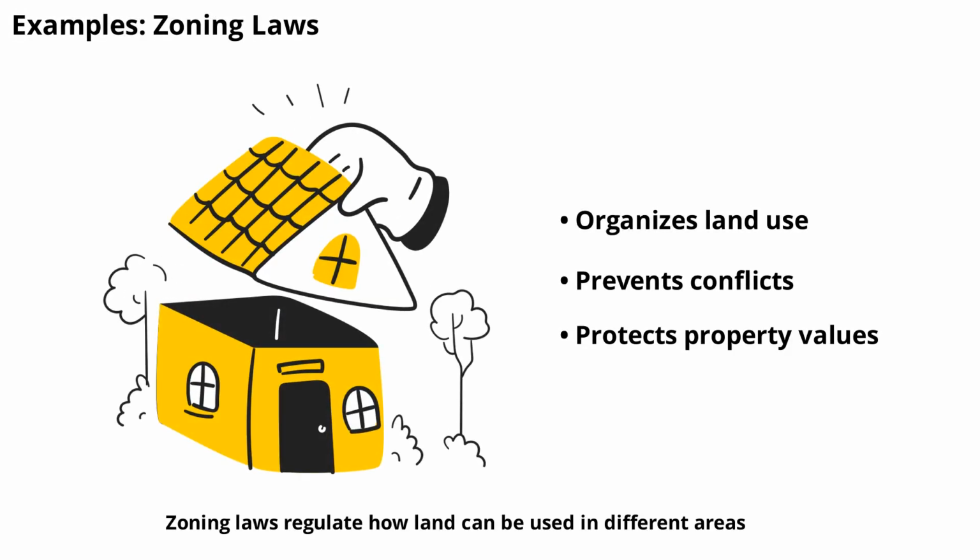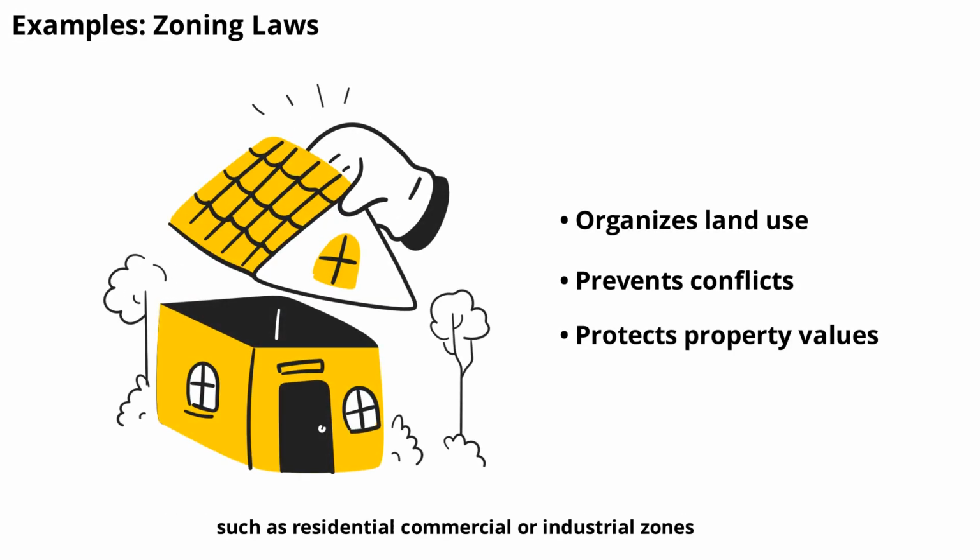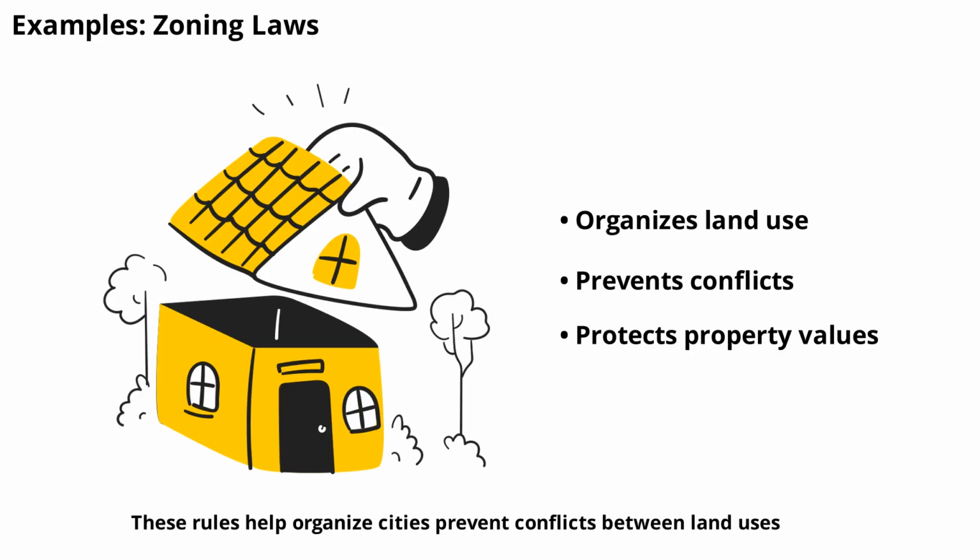Zoning laws regulate how land can be used in different areas, such as residential, commercial, or industrial zones. These rules help organize cities, prevent conflicts between land uses, and protect property values. By planning land use, governments create orderly and livable communities.